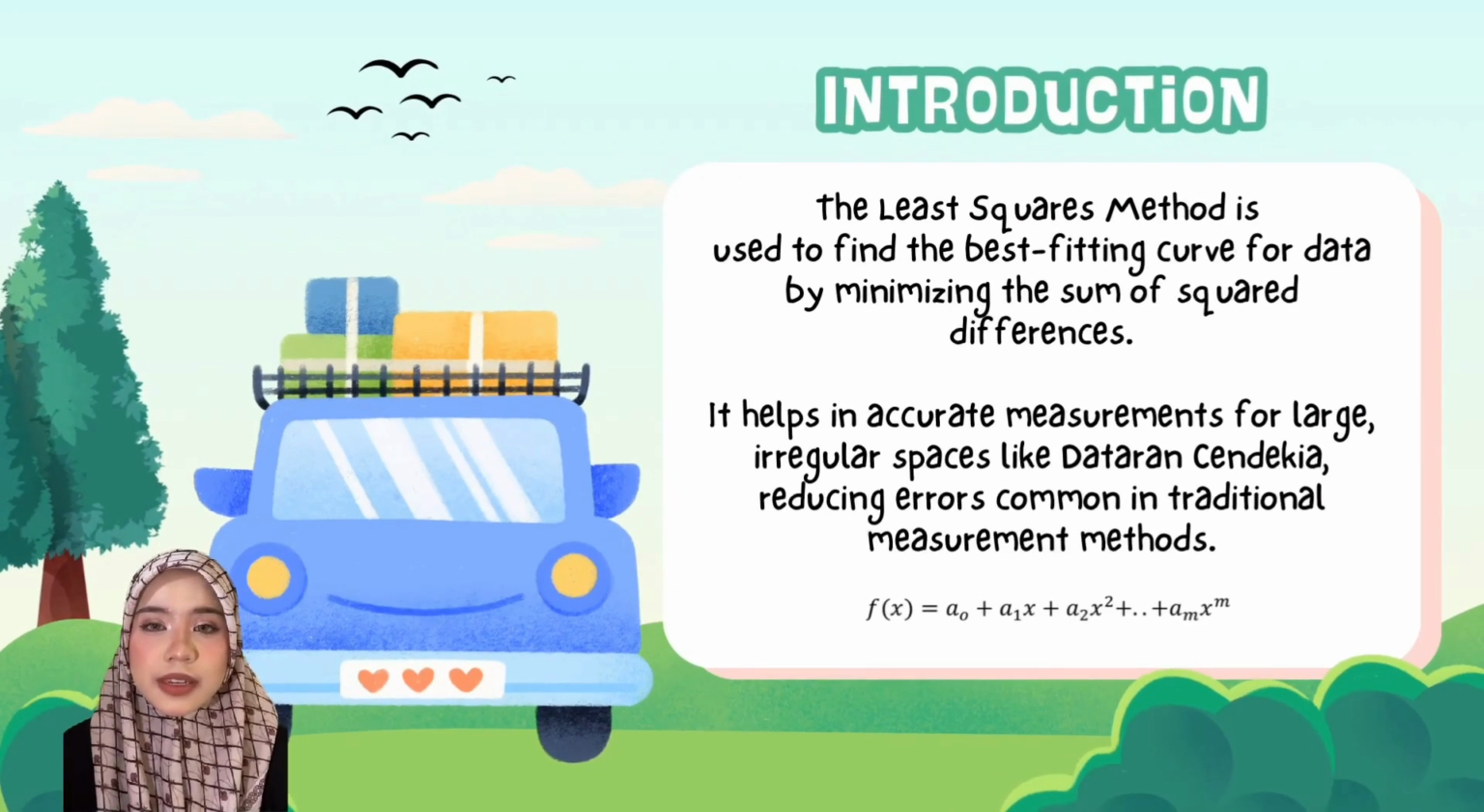The least square method is a mathematical technique used to find the best fitting curve for a set of data points by minimizing the sum of square differences. In this project, we apply this method to measure the large and irregular space of dataran cendekia. This method helps reduce the errors typically found in traditional measurement approaches, making it a more accurate and efficient alternative.